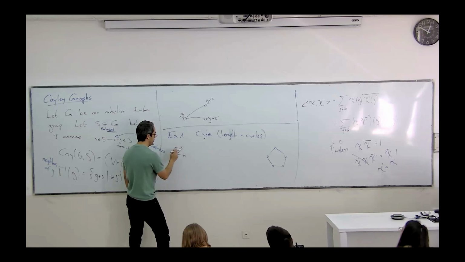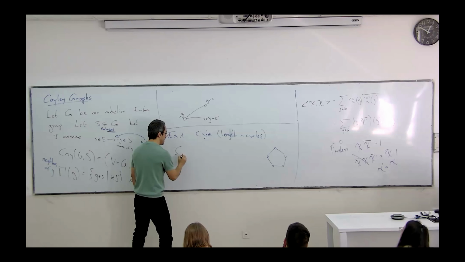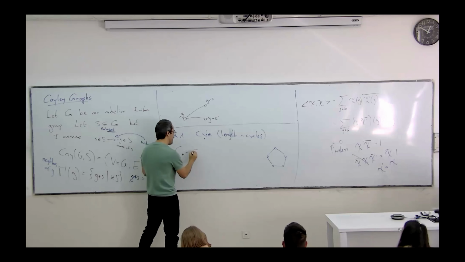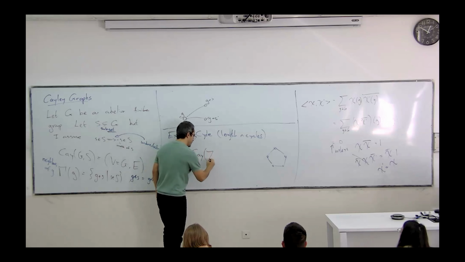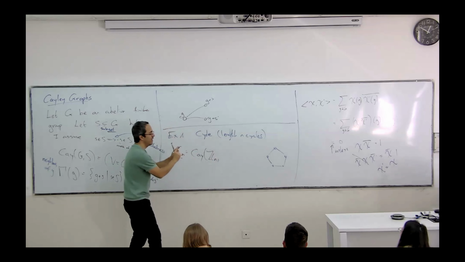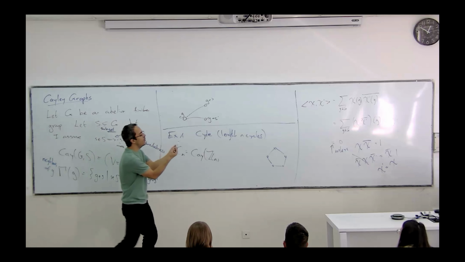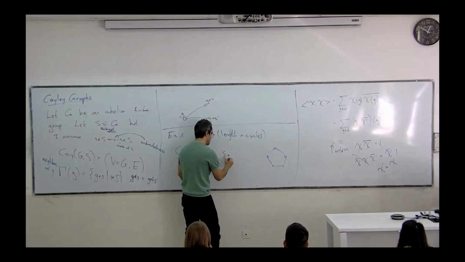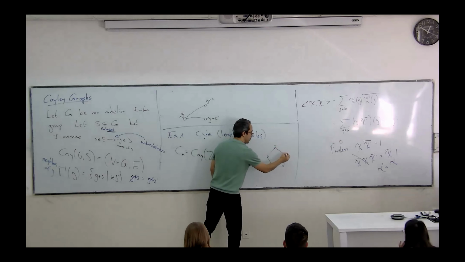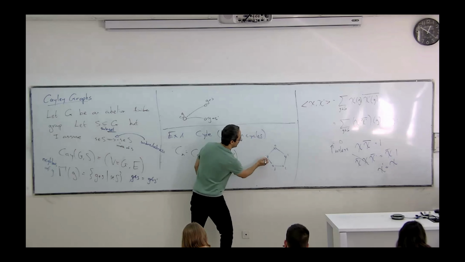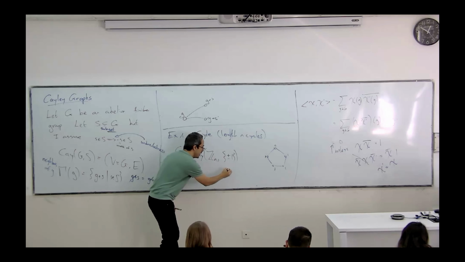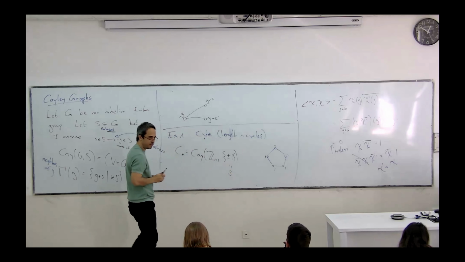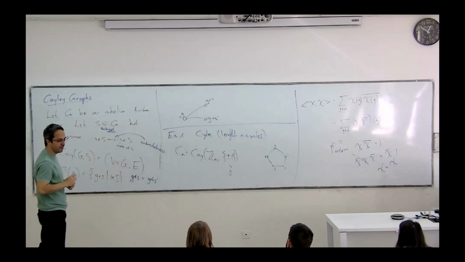So this is the group. Let me write it as: the cycle of length n is the Cayley graph where the vertex set, or the group, is Zn, and now you see you have 2 elements in S, that's for sure: 1 and minus 1. So if you write the vertices as 0, 1, 2, 3, 4, and 5, when you take S to be this, you get the cycle of length n.